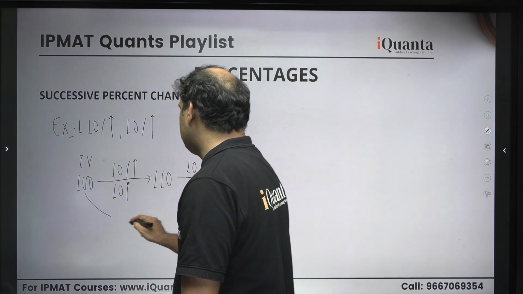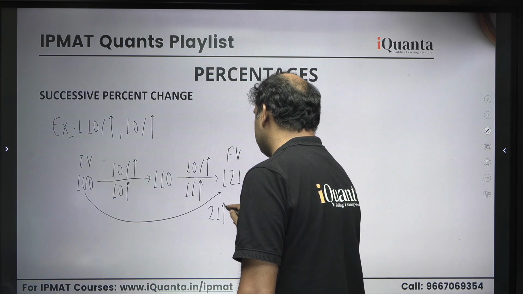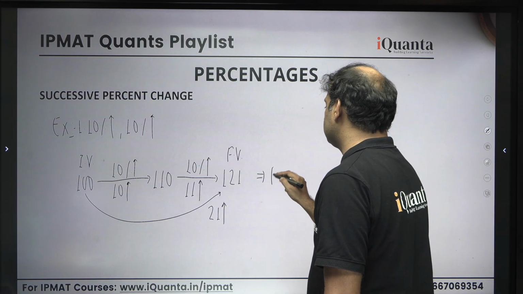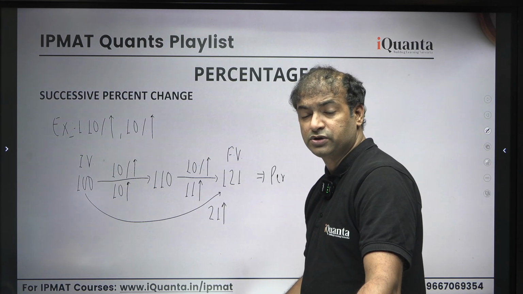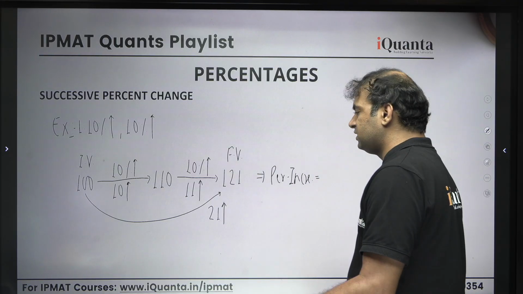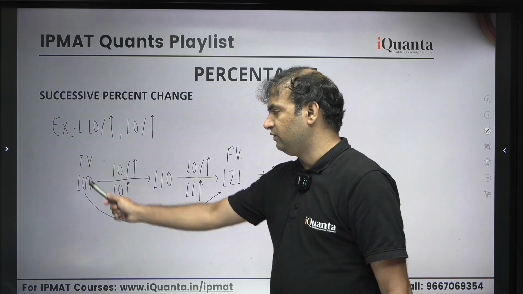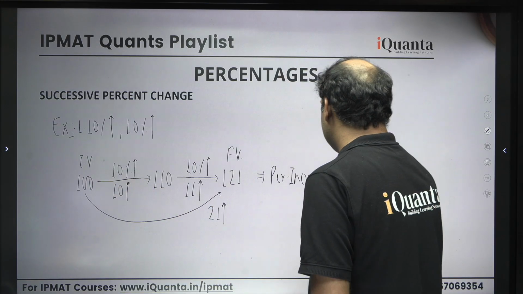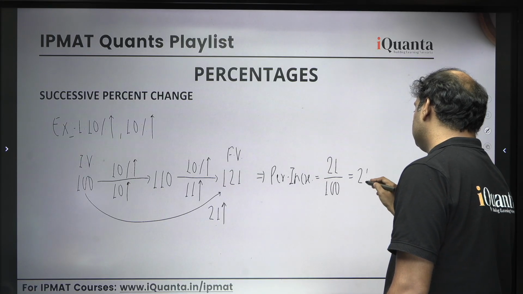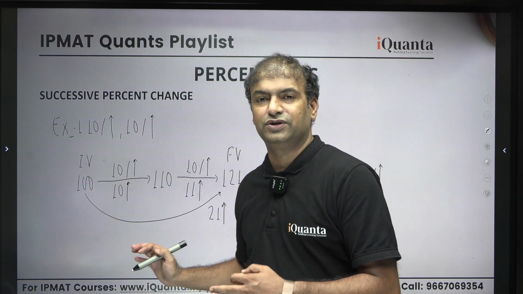So overall the increment is how much? You can see that the overall increase is 21 over here, right? Now we need to find the percentage change, or you can say percentage increase, because it is an increase. So percentage increase is basically the increment as a percentage of the initial value. Increment is 21, initial value is 100, so this is nothing but 21%. So overall, this is how we can say there is an increase of 21%.